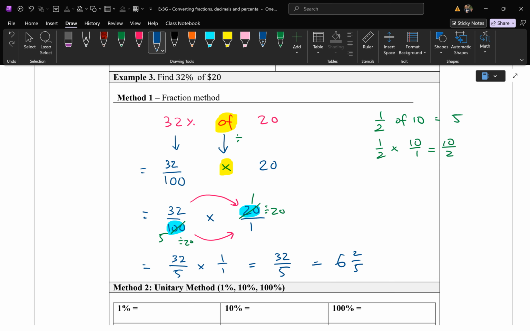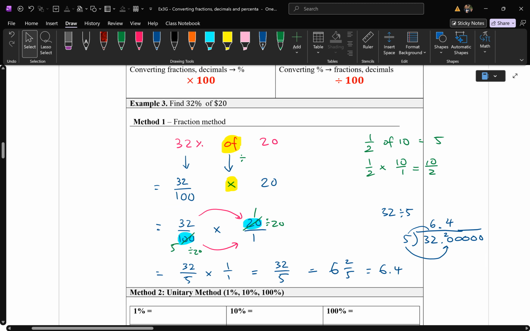But again, people might not understand that. So we convert that to decimals. And we know that 32 divided by 5 is the same thing as saying how many 5s fit into 32. This is why you are practicing exercise 3E to convert it. Here we go. 5 into 32. We know it fits 6 times. Remainder? 2. Carry the 2 over. 5 into 20. 4. So the answer is $6.40.